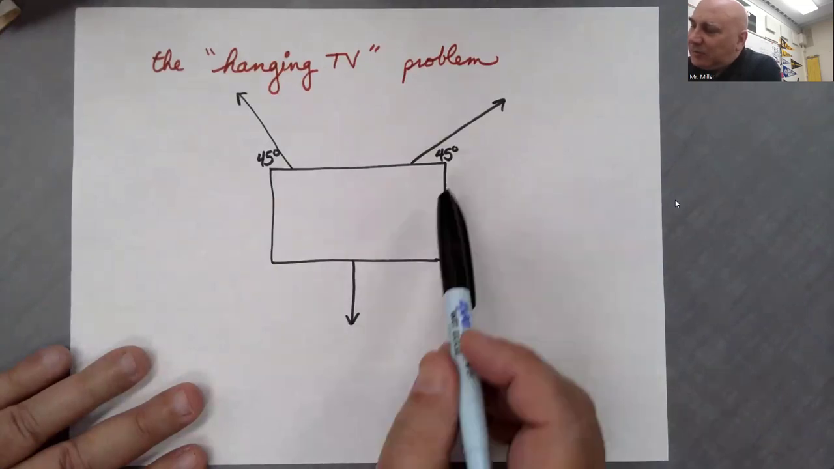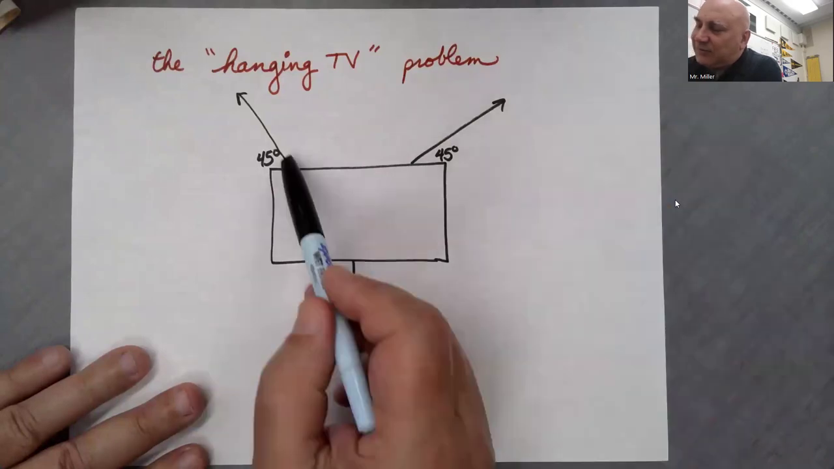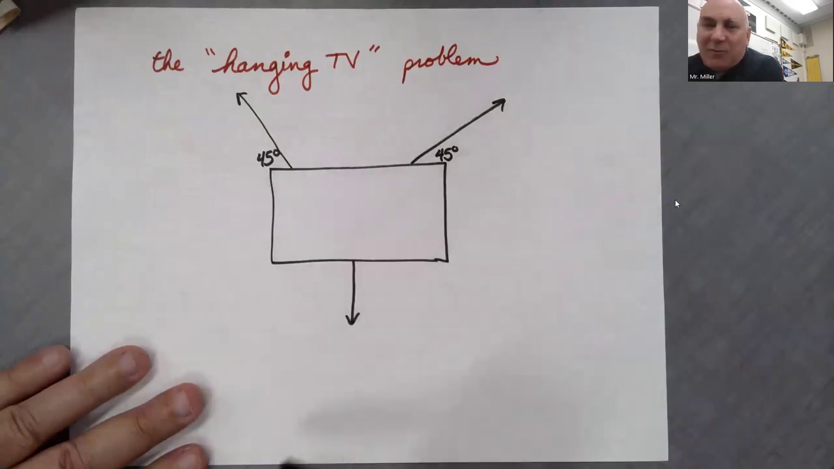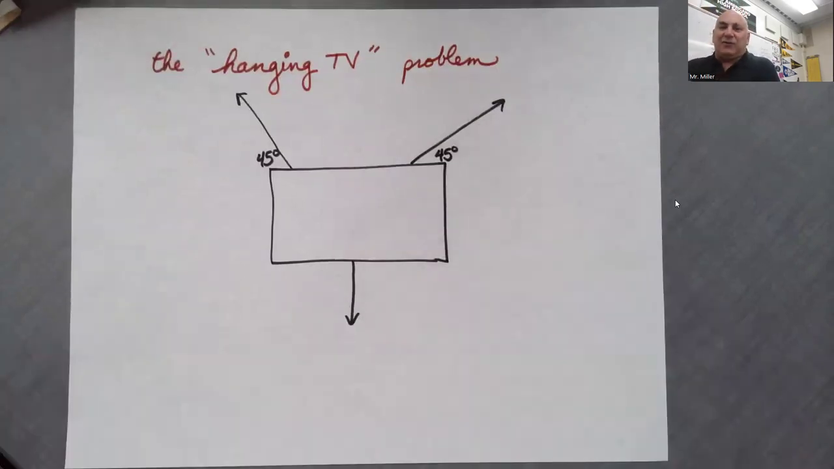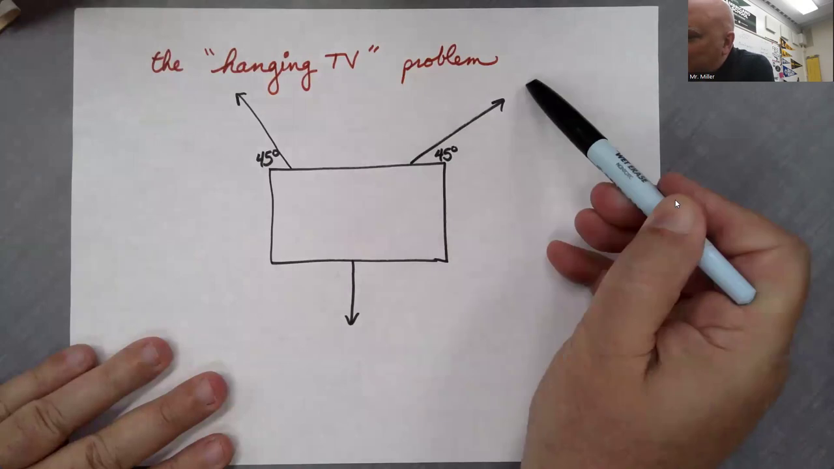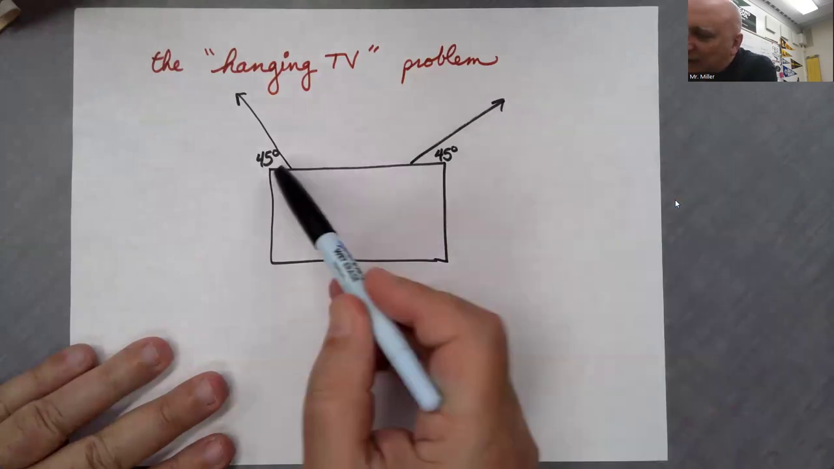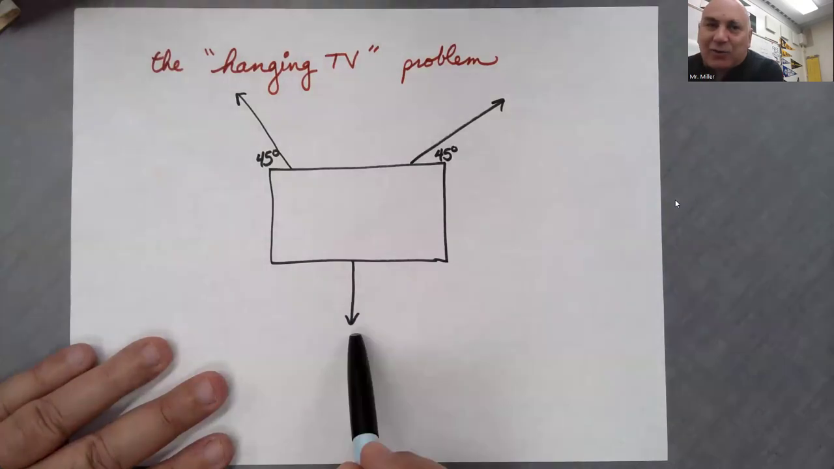And if this cable's at 45 degrees and this cable's at 45 degrees, how much tension do each of these have to be able to withstand? I mean, if the TV's too heavy, you put it on a chain or a twine or something. If it's too heavy, it'll snap. So there's a force acting up and to the right here. There's a force acting up and to the left here, and there's a force acting in the downward direction.